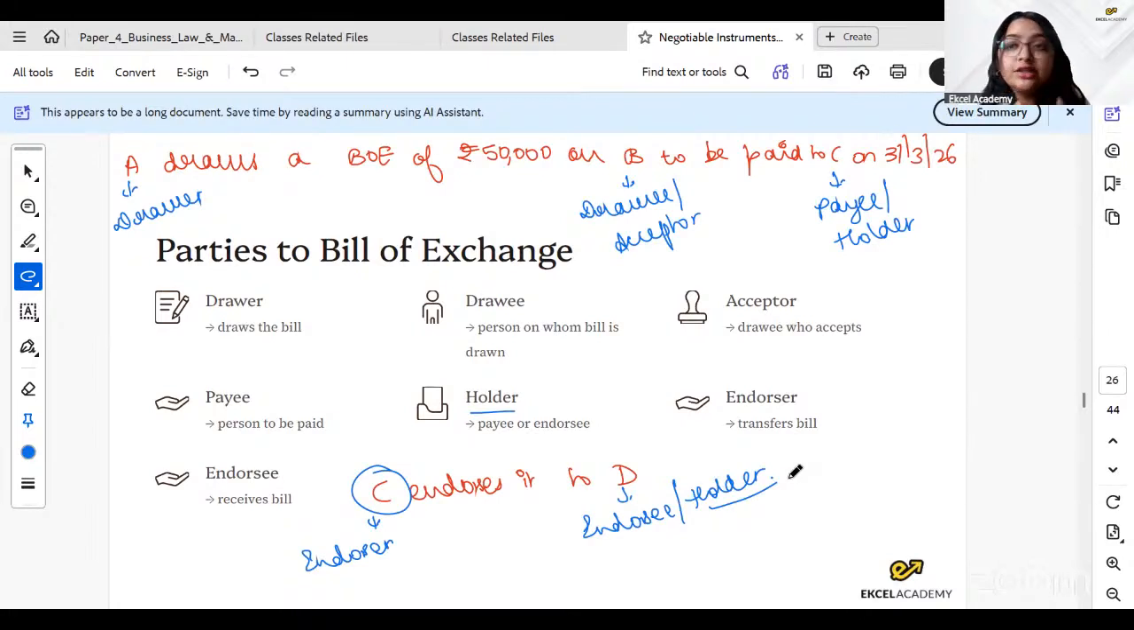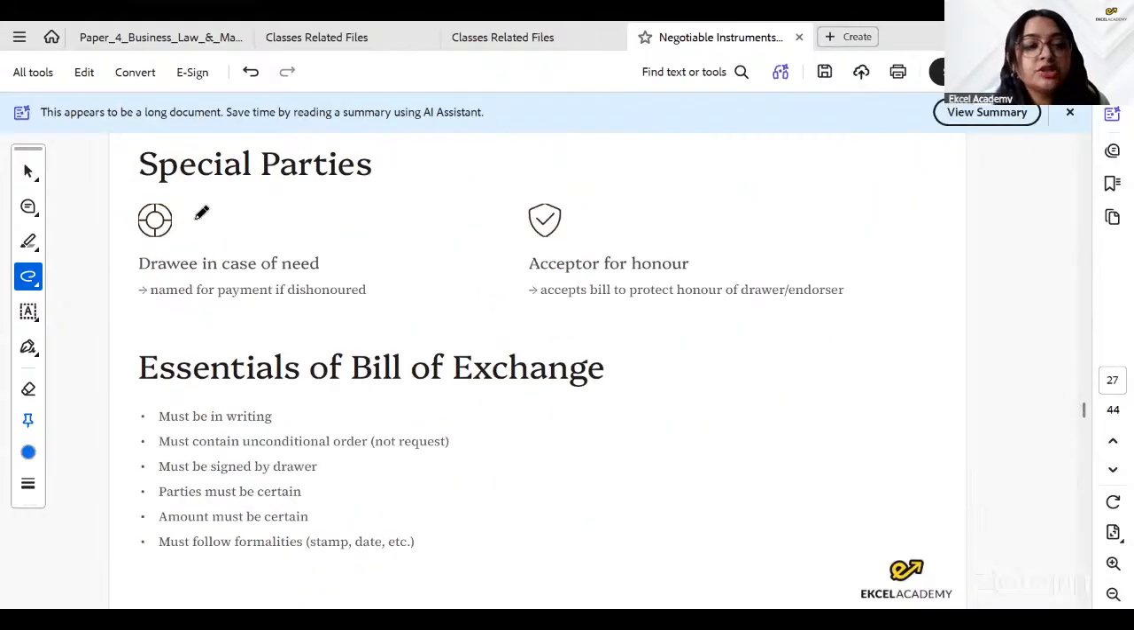Regularly, normally it's three parties: your drawer, drawee, and your payee. The others are different names depending on situations that you can give them. Next, special parties, that is, drawee in case of need. In case of need, it is named for payment if it is dishonored. If your bill of exchange is dishonored, then whom will it be paid to? Acceptor for honor accepts the bill to protect the honor of the drawer or endorser.